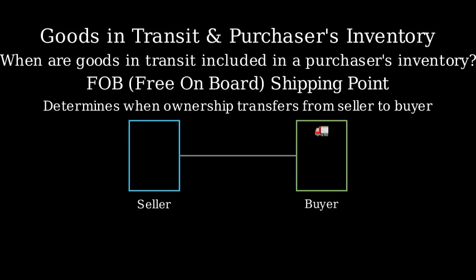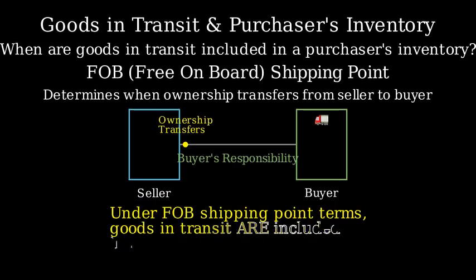Under FOB shipping point terms, the ownership transfers to the buyer as soon as the goods leave the seller's warehouse. This means the buyer becomes responsible for the goods during transit. Therefore, since the buyer owns the goods as soon as they leave the seller's warehouse under FOB shipping point terms, these goods must be included in the buyer's inventory while in transit.